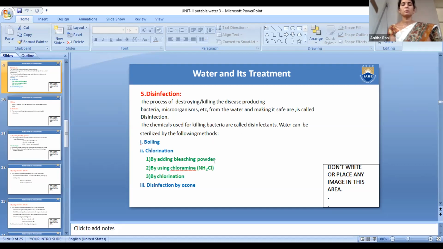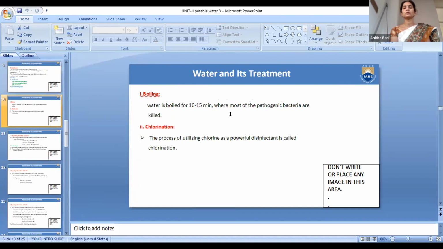So what are the methods? Boiling, chlorination, and disinfection by ozone. So boiling means what we do here? We just boil the water for 10 to 15 minutes, and most of the pathogenic bacteria are killed here, and we can drink that water.